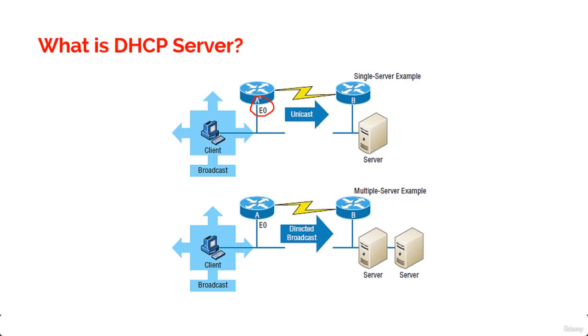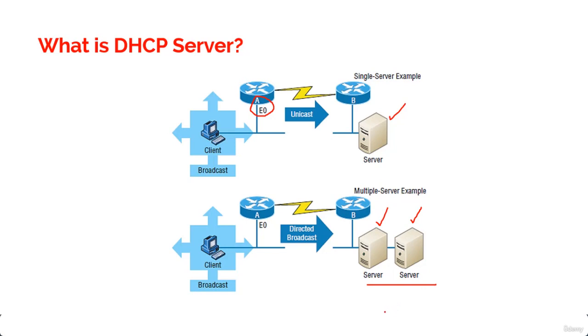Router A will forward that request as a unicast, meaning instead of a broadcast, the packet now has the destination IP address of the DHCP server. See, this is the DHCP server. So as shown in the figure, you can configure router A to forward these requests and even use multiple DHCP servers for redundancy if needed. You can see here are the multiple DHCP servers.